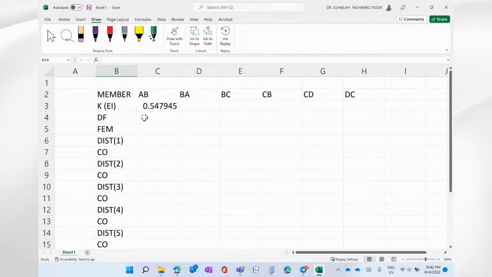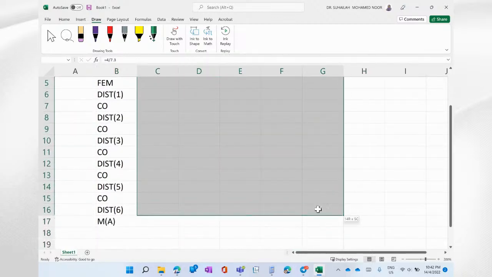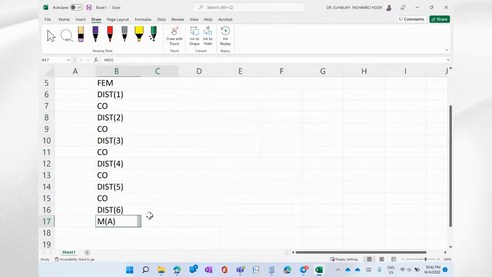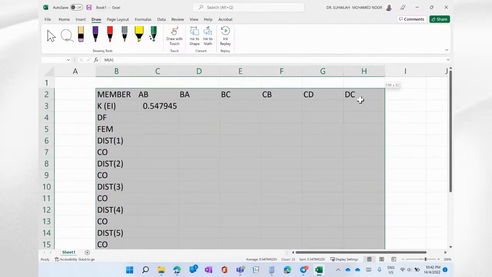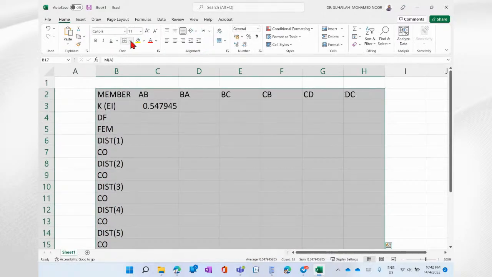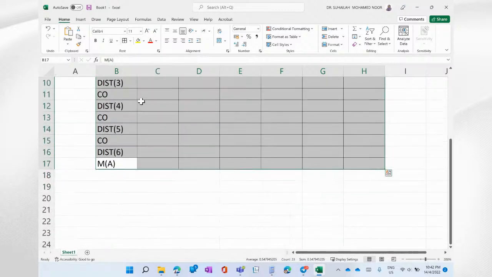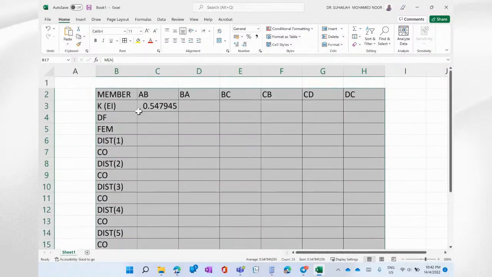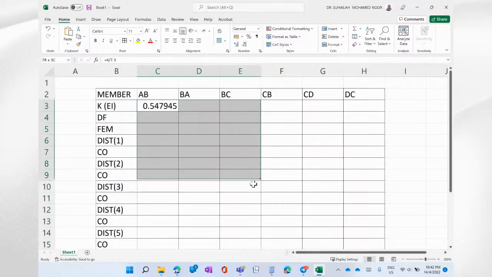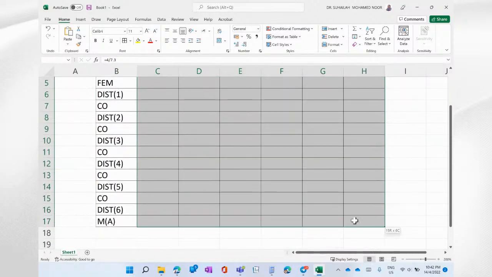Okay, let me produce the table first. And then I want to set the decimal places.